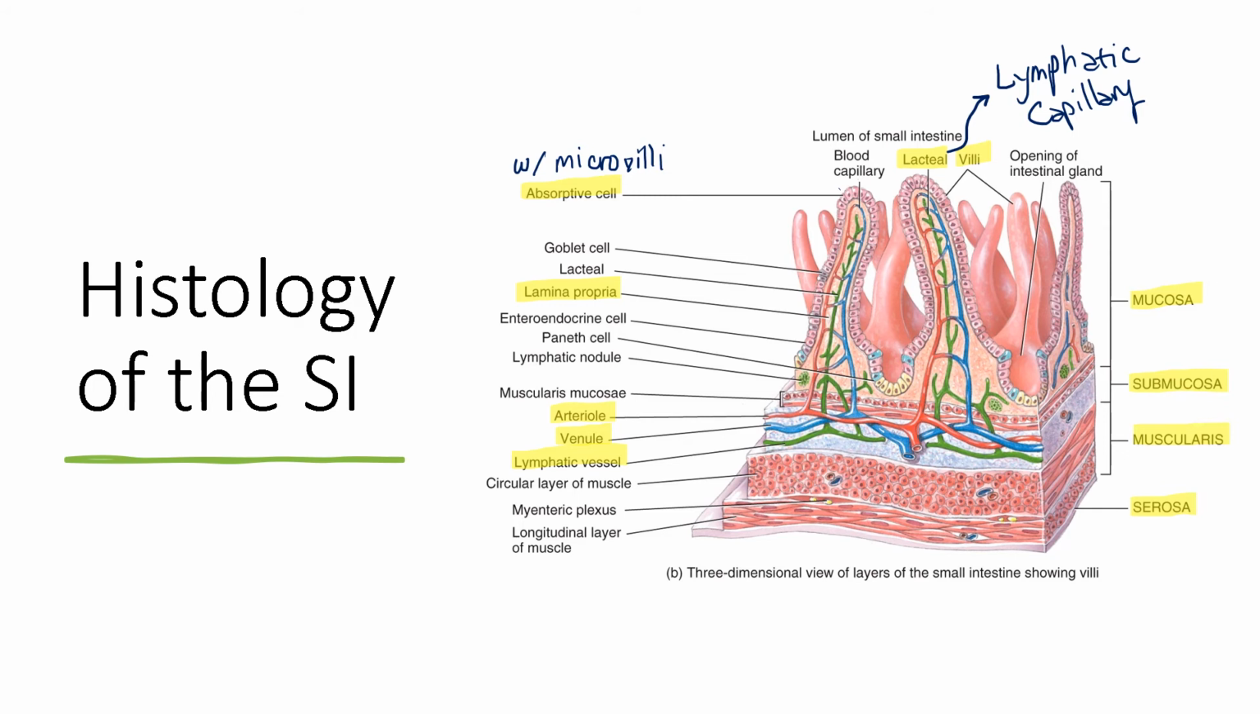Now, nutrients absorbed by the epithelial cells covering the villus will pass through the wall of a capillary or a lacteal to enter the blood or the lymph, respectively. And we'll talk about which nutrients will move to the blood and which ones will move to the lymph.